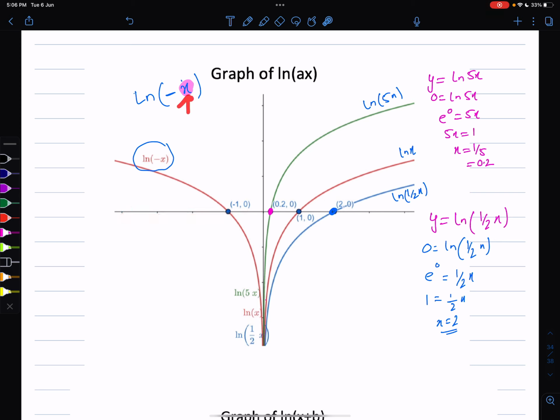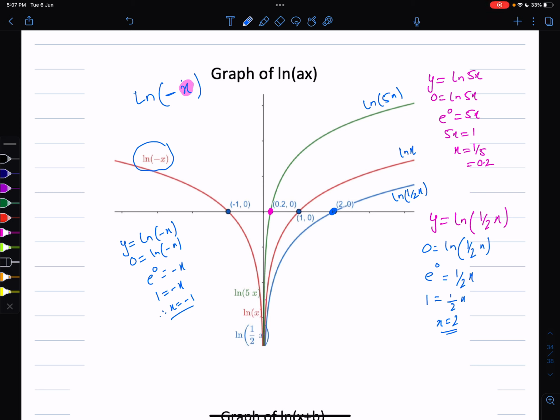This x value is going to be negative, and the negative value multiplied by the negative over here will generate a positive value. So then the log of a positive number is going to be there. The only difference is that it's going to intersect at minus 1, because if the equation is y equals ln of minus x, to find the x-intercept, e to the power of 0 is equal to minus x. So 1 equals minus x, therefore x equals minus 1.